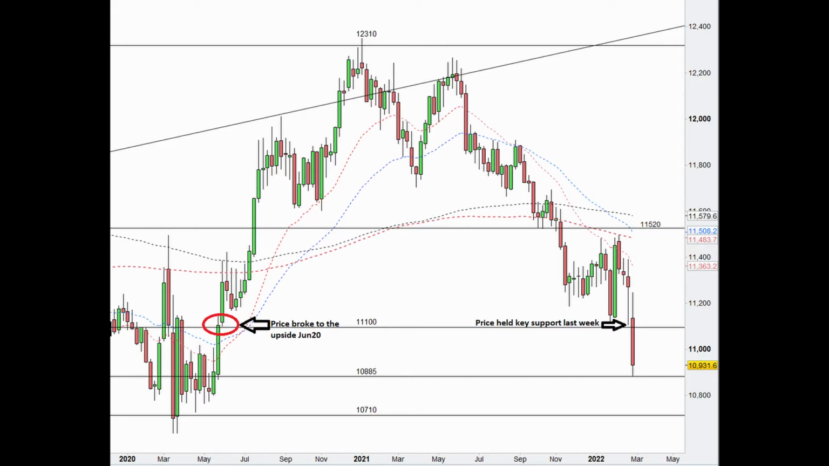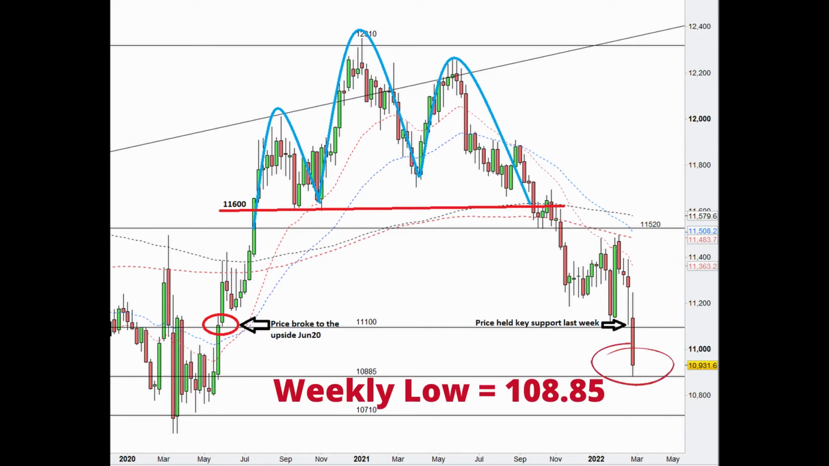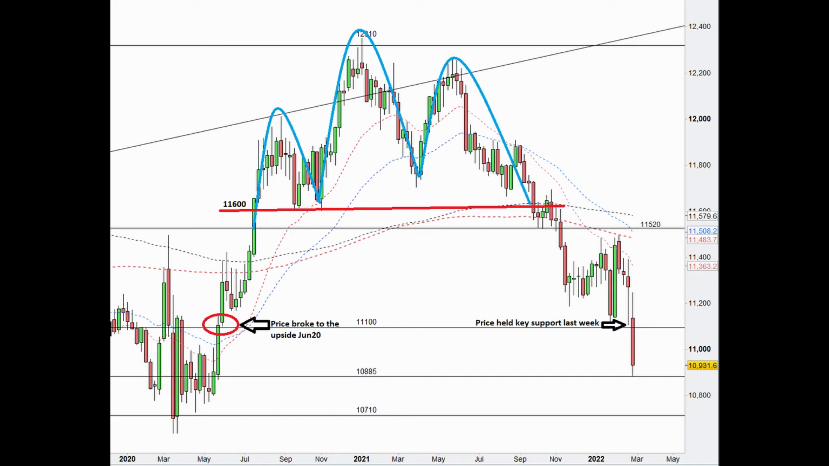Now, you could argue the euro dollar has just played out a head and shoulders pattern, which I've drawn out here, with the top of the head being the high around 123.10 and the neckline around 116, which would provide a downside target of 108.90. The low of this week, 108.85. Could it be that we've seen the low in the euro dollar as a result of this head and shoulders pattern playing out?